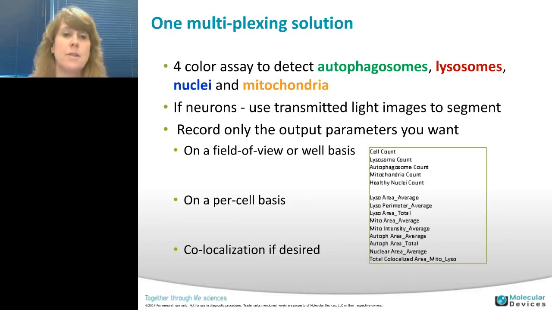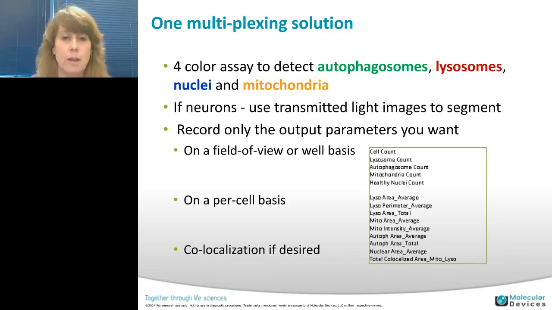If you're using cells such as neurons that can be difficult to segment, you can also use the transmitted light images, just a bright field image, to segment the neurons and make sure that you are correctly measuring the neurite outgrowths. An assay of this kind, as you can see, could generate a lot of data, and you may or may not want to use it all. With our software, you're able to report out only the information you're interested in from these experiments.